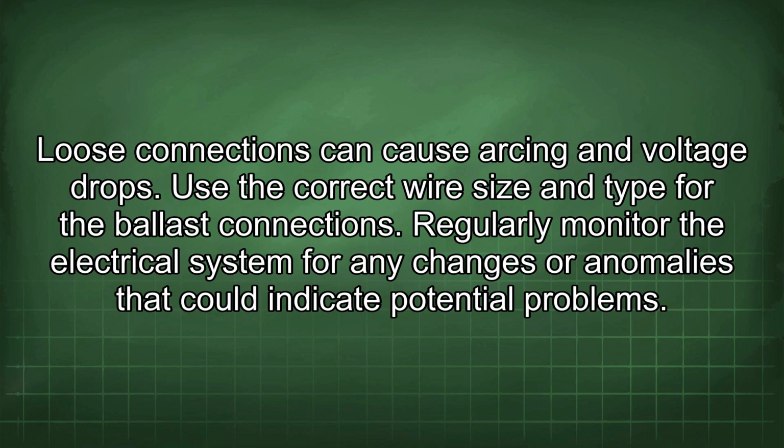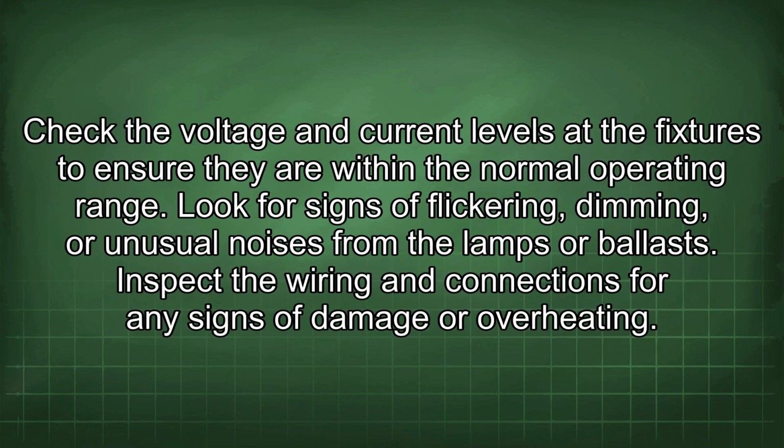Regularly monitor the electrical system for any changes or anomalies that could indicate potential problems. Check the voltage and current levels at the fixtures to ensure they are within the normal operating range. Look for signs of flickering, dimming, or unusual noises from the lamps or ballasts. Inspect the wiring and connections for any signs of damage or overheating.